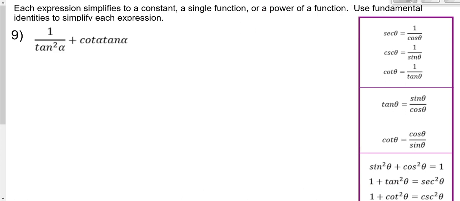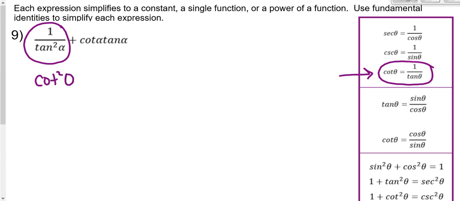Here comes the next one. Same directions. All right, so what if we replace 1 over tangent squared theta with cotangent squared theta? Because we know that 1 over tangent theta is cotangent theta. Let's square it. So this would be cotangent squared theta plus, now what is the product of cotangent times tangent? We know those are reciprocals, so the product is 1. Now we have cotangent squared theta plus 1.